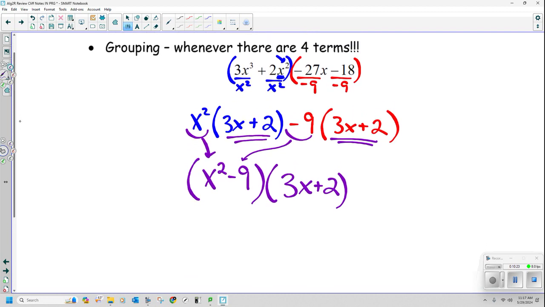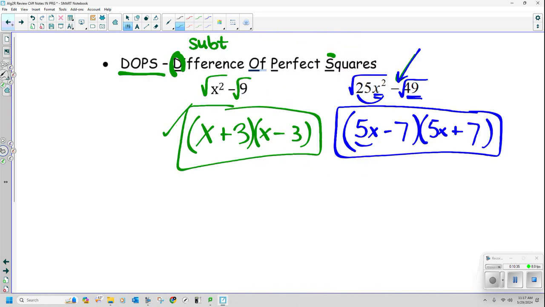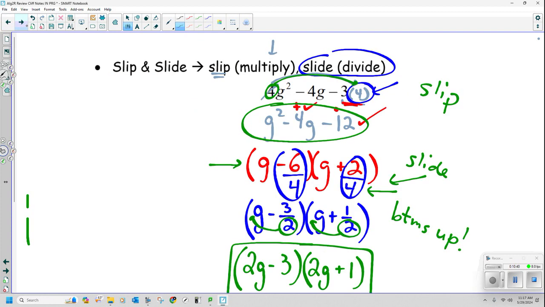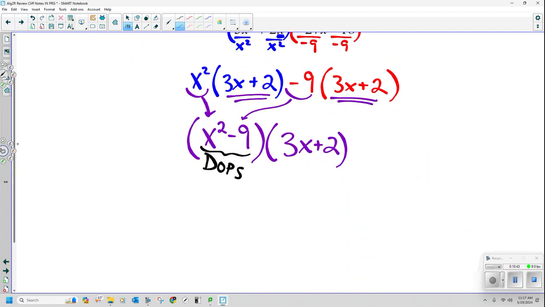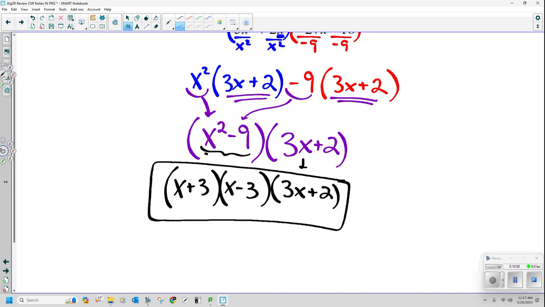How come? I made a note saying that sometimes people don't recognize it. This right here is a difference of perfect squares. Okay. In fact, that's one of the differences of perfect squares we actually did. Okay. So I know that right here, this is going to turn into x plus 3 and x minus 3. And then I just carry this along for the ride. This is factored completely.